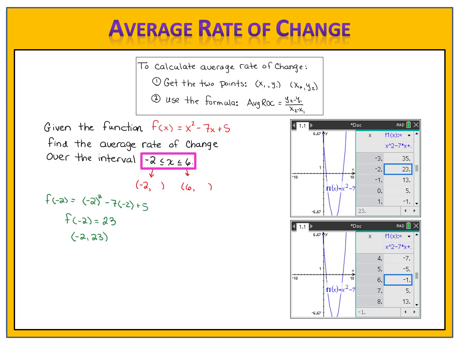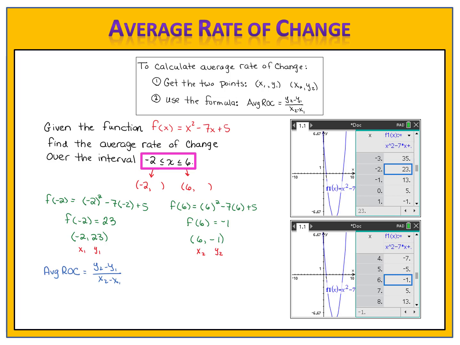To get the second output when the input is 6, once again I would input 6 into the function and evaluate. I'd get the output of -1, giving me the point 6, -1. Once again, notice that in the input and output table from the graphing calculator, I see the value -1 with the input of 6. I now label my points x1, y1 and x2, y2. I'm ready to use the formula.